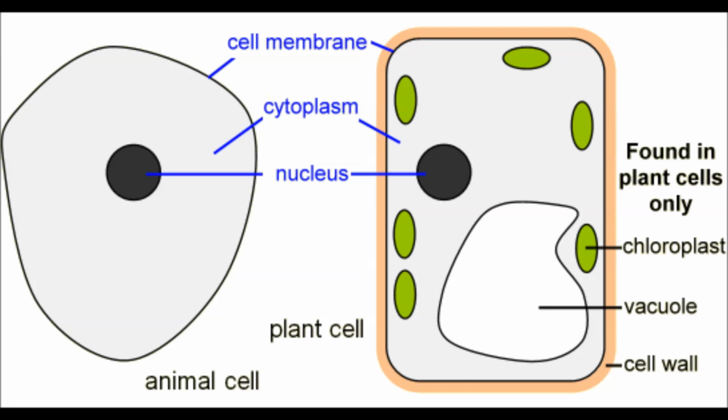That is the last thing that a plant has that's different from an animal cell. So together, they have cell membranes, cytoplasms, and nucleuses, and then separate from that, plants only have chloroplasts, vacuoles, and cell walls.